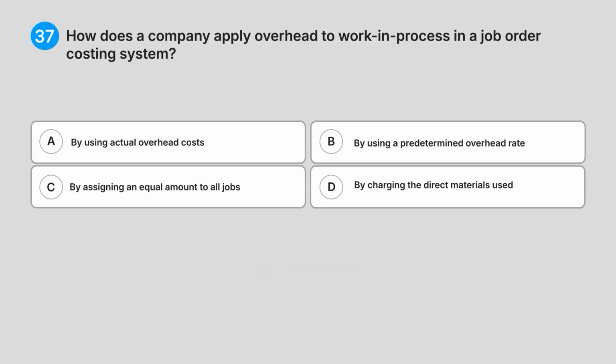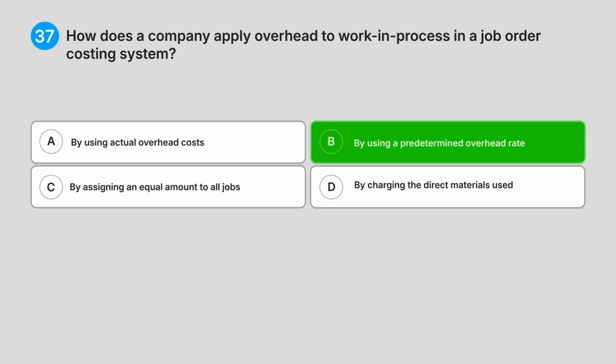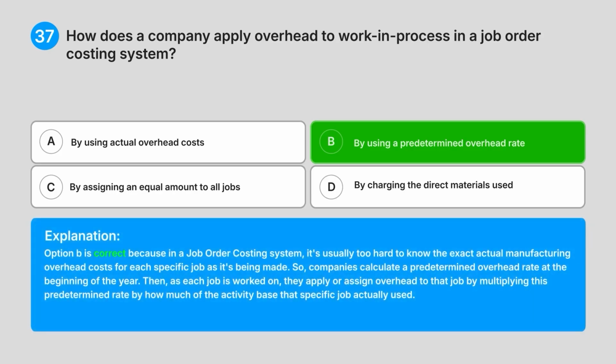Correct answer. B. By using a predetermined overhead rate. Explanation. Option B is correct because in a job order costing system, it's usually too hard to know the exact actual manufacturing overhead costs for each specific job as it's being made. So companies calculate a predetermined overhead rate at the beginning of the year. Then as each job is worked on, they apply or assign overhead to that job by multiplying this predetermined rate by how much of the activity base that specific job actually used.